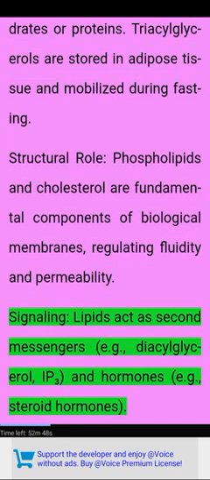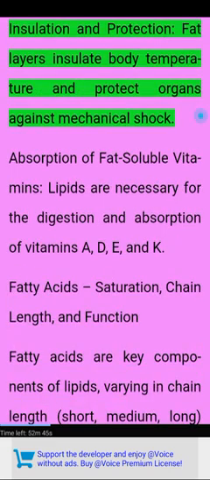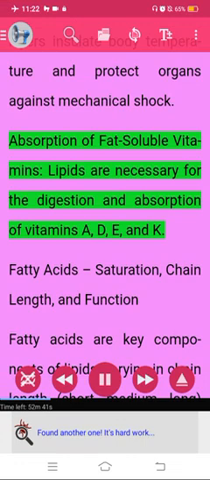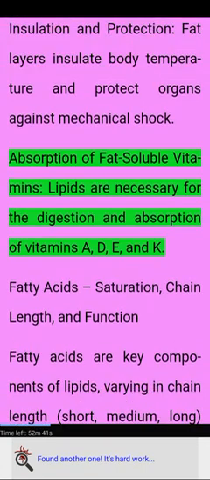Signaling. Lipids act as second messengers, e.g., diacylglycerol, IP3, and hormones, e.g., steroid hormones. Insulation and protection. Fat layers insulate body temperature and protect organs against mechanical shock. Absorption of fat-soluble vitamins. Lipids are necessary for the digestion and absorption of vitamins A, D, E, and K.